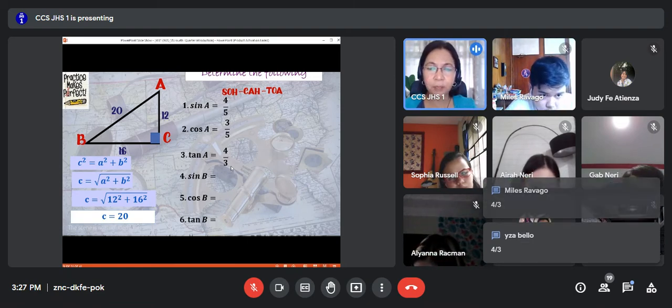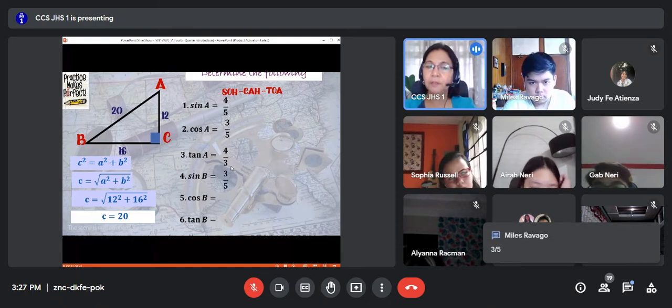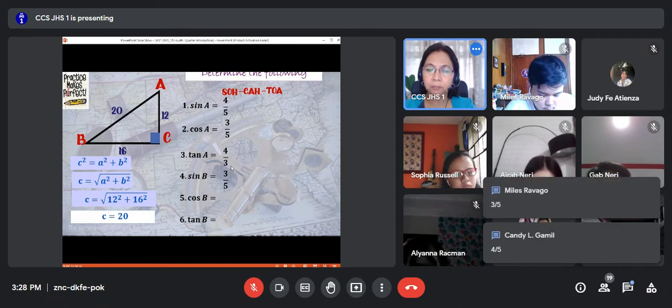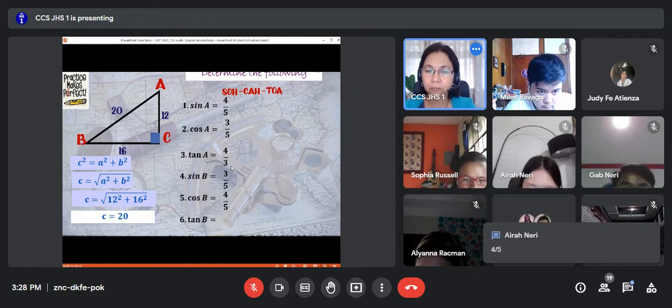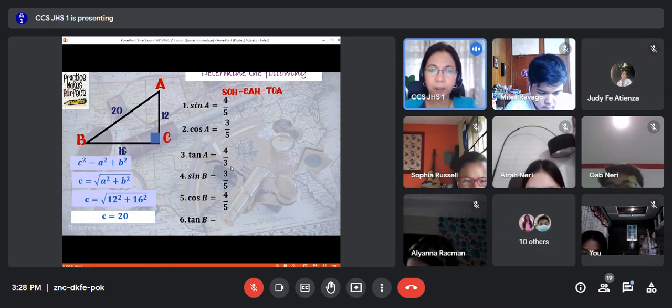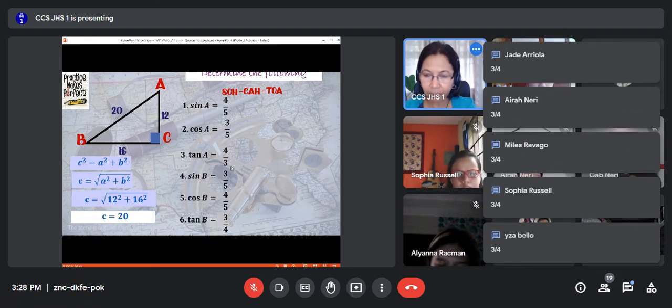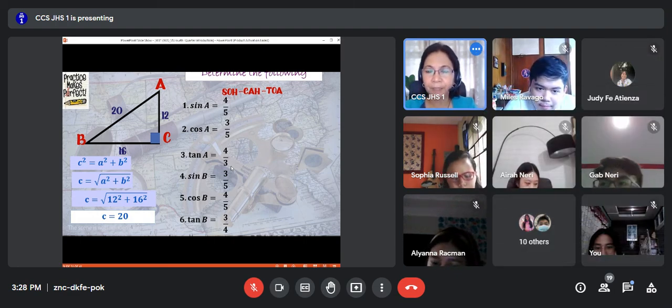How about sine of angle B? This time angle B is what? Sine of angle B, it's opposite of angle B. Okay, 3 over 5. How about cosine of the angle B? Okay, 4/5. And last, what is tangent of angle B? Tangent of angle B. Opposite over adjacent. Okay, 3/4. That's correct. Very good. 9H, questions? None. Okay.